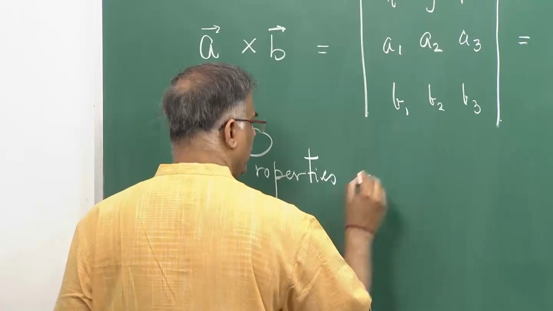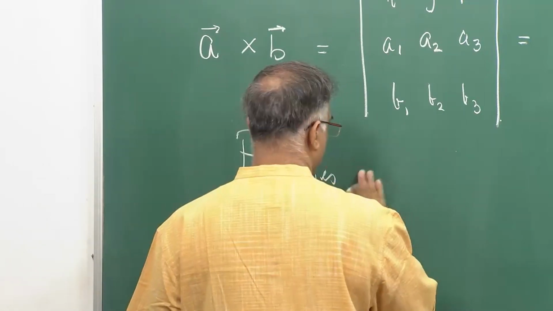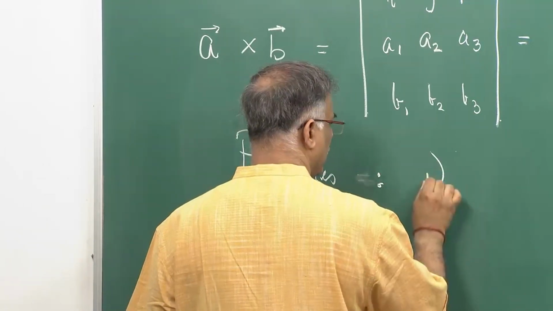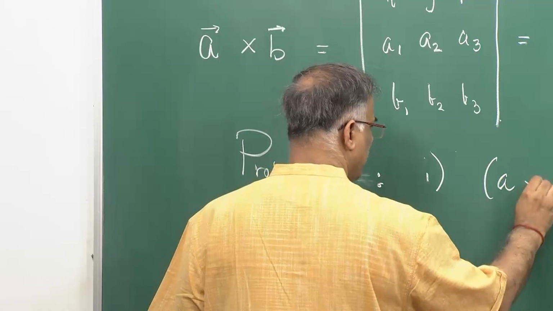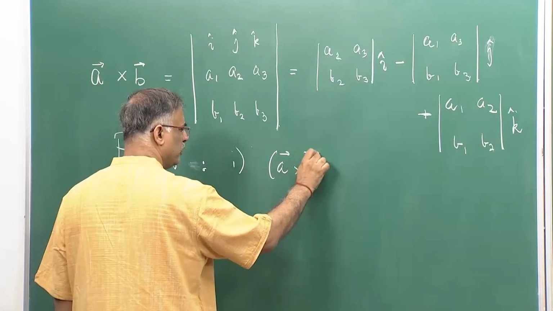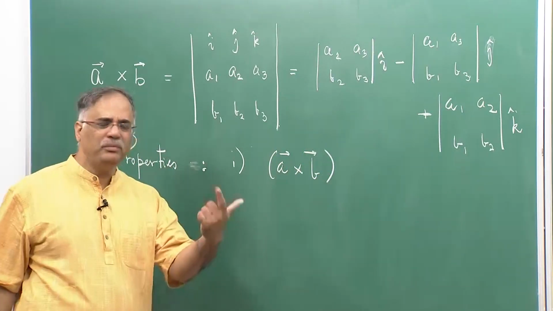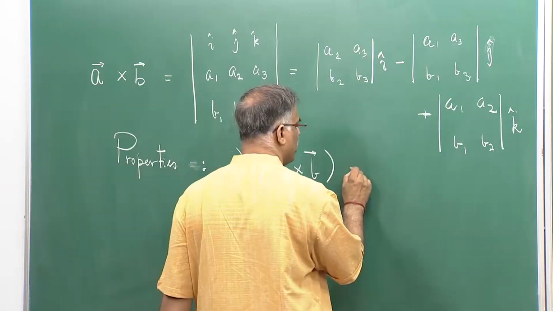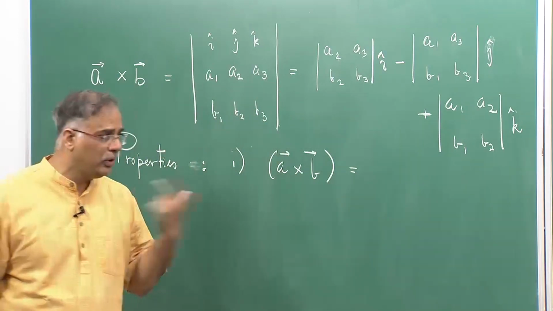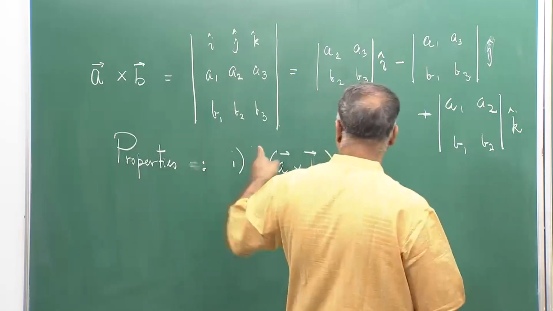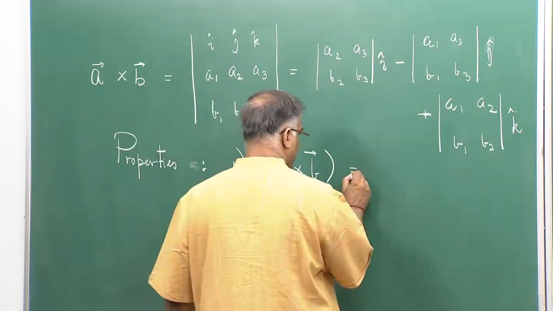Number one property is that if I have A cross B, this is the negative of B cross A, because the directions will change, because here it is a vector, it has both magnitude and direction. We have not computed the magnitude of A cross B. What is the magnitude of A cross B? We will soon do that.